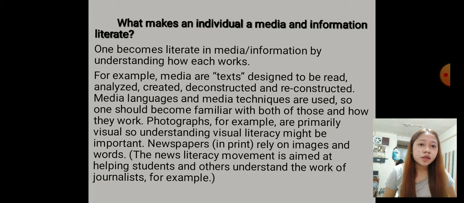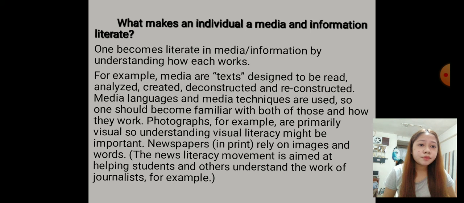For example, media are texts designed to be read, analyzed, created, deconstructed, and reconstructed. Media languages and media techniques are used, so one should become familiar with both of those and how they work. Photographs, for example, are primarily visual, so understanding visual literacy might be important. Newspapers or print rely on images and words.